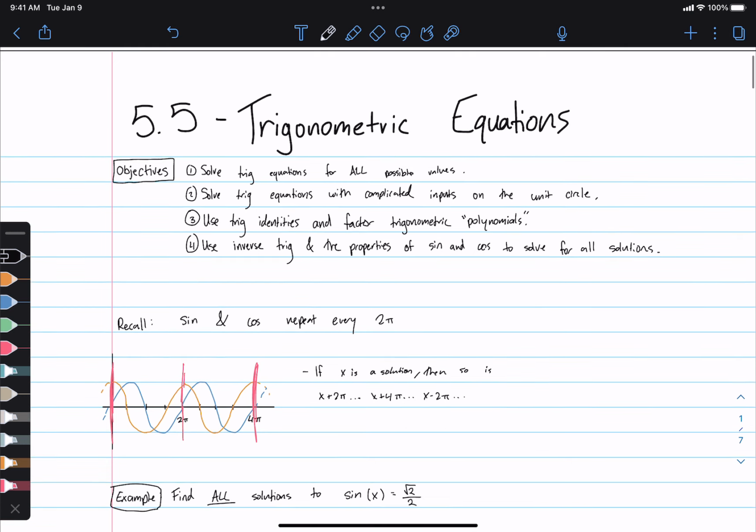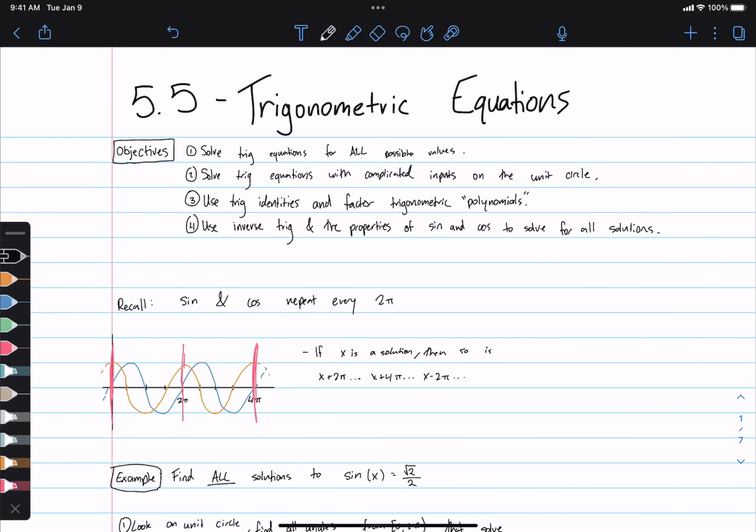Hello, math people. So today we're going to be doing 5.5, and this is trigonometric equations. We're probably only going to be able to get through about half of this for today, and then tomorrow I'm going to post the second part.